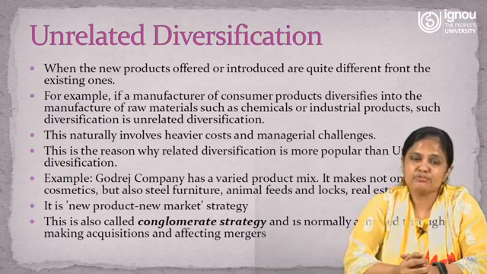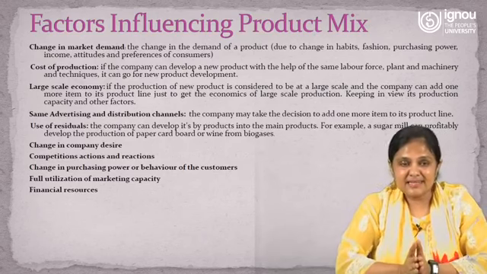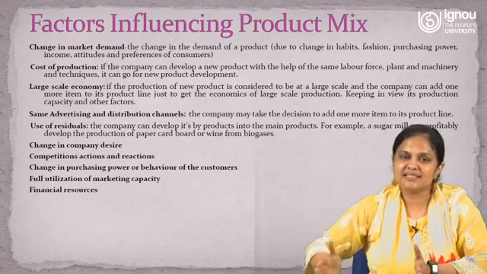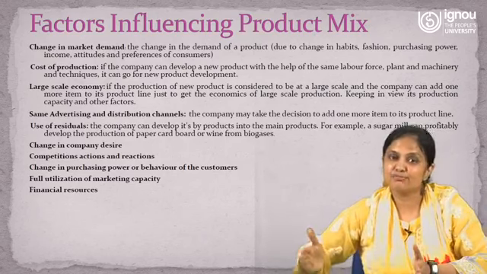Or maybe cost of production. If the company wants to lower its cost of production, then it may go for product mix changes, because how can you decrease your cost of production? If you produce more quantities, if you increase the volume of production, your cost of production comes down, right? Likewise, if the company wants to avail large scale economies, it may go for product mix strategies or product mix decisions. If the company sees that the same advertising and distribution channels can fetch more business, then in this case also they may go for product mix dimensions, right?